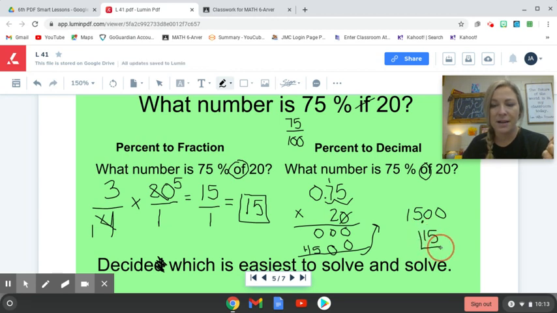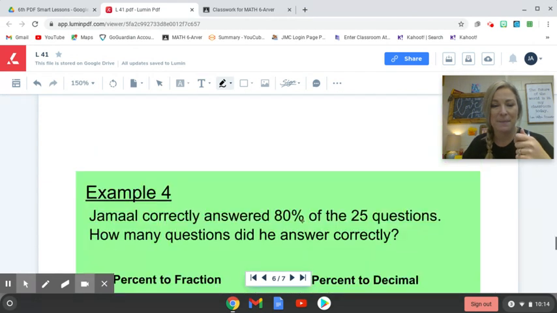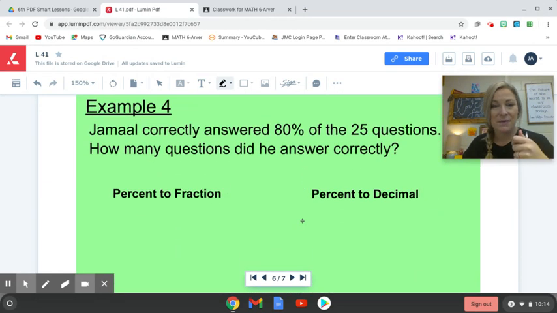So, ta-da, you can see that either route, fraction or decimal route, we've both arrived at 15. Decide which is easiest to solve and solve. Both will get you the right answer, depends on what is your preference. Give this a try. I encourage you to try both ways because it will take some practice in doing both methods to determine what you like better. You might have an idea already, but still important to challenge yourself to do both ways.